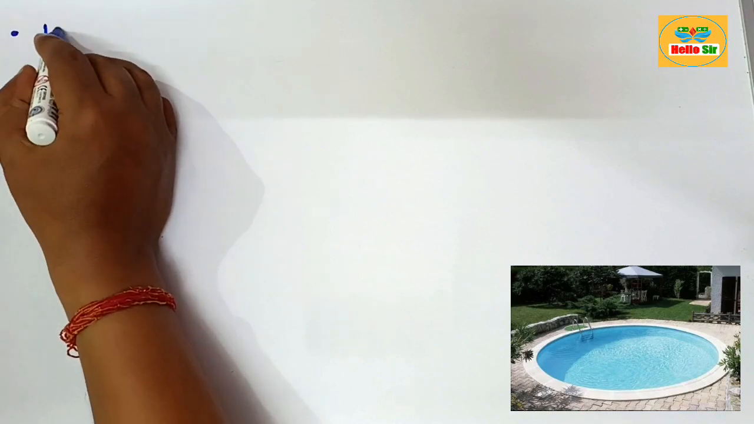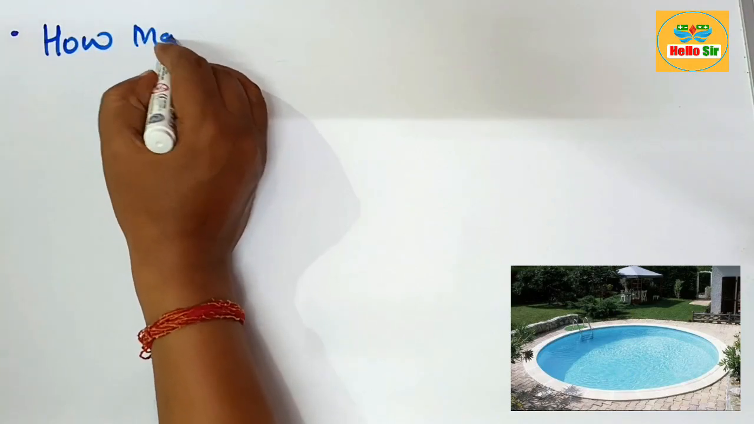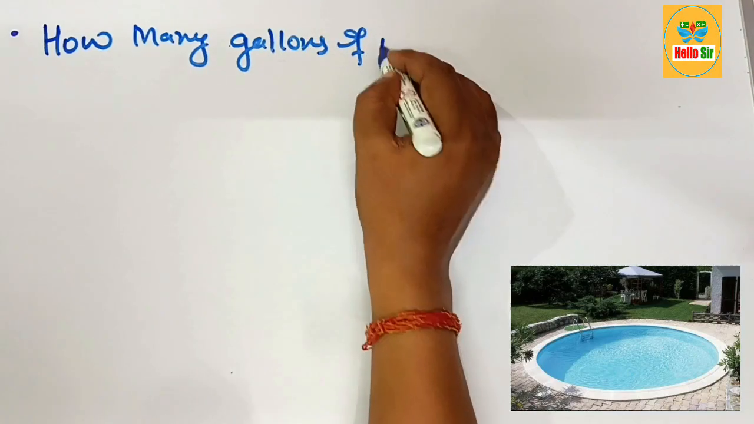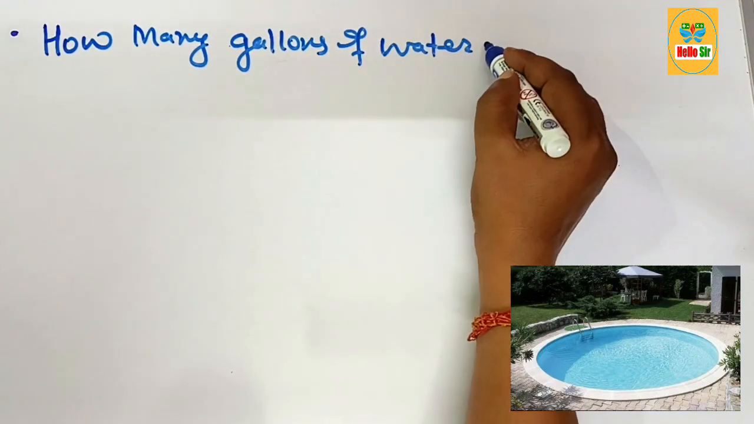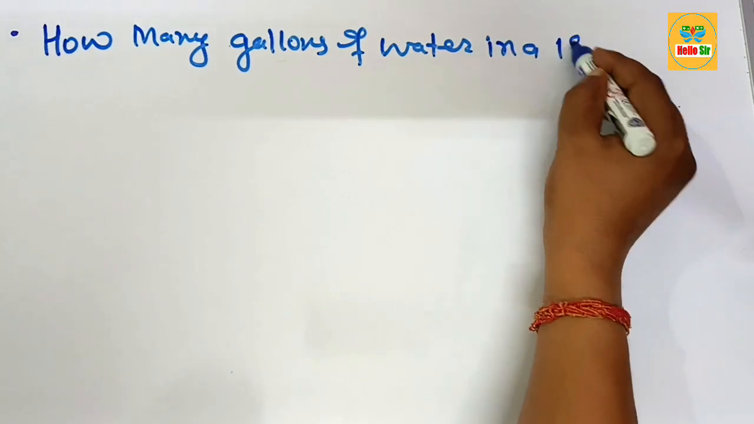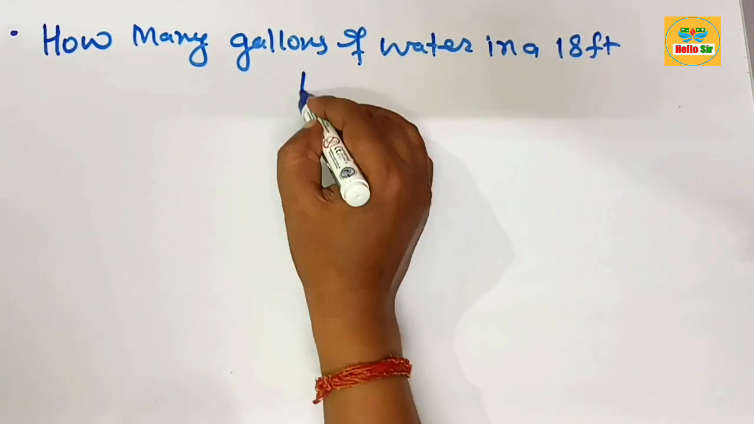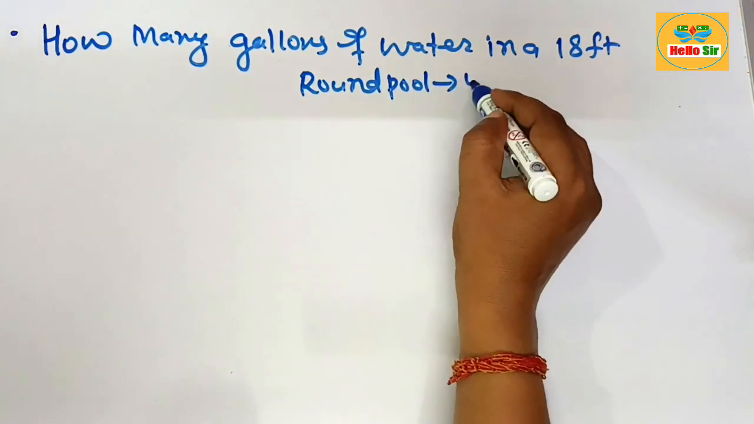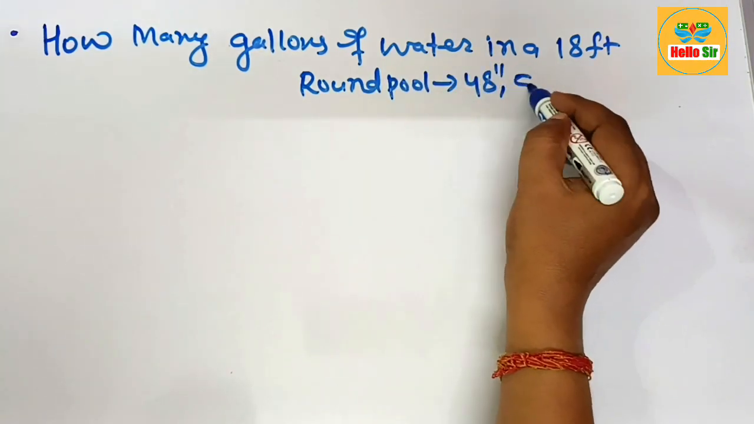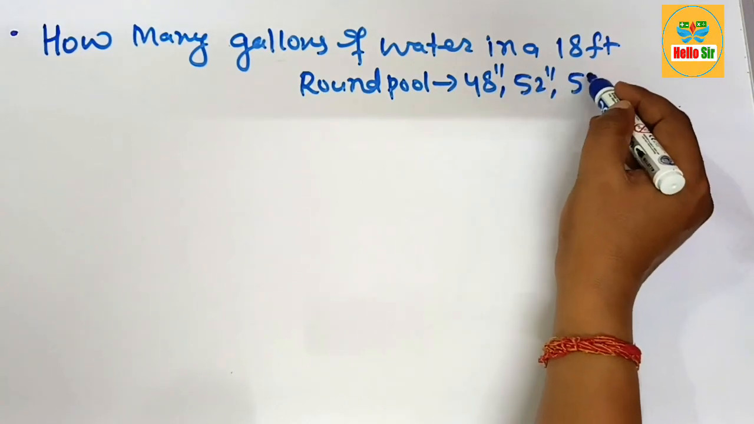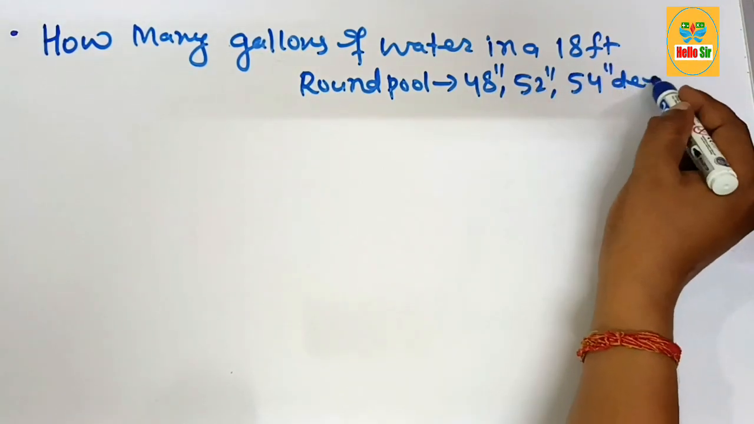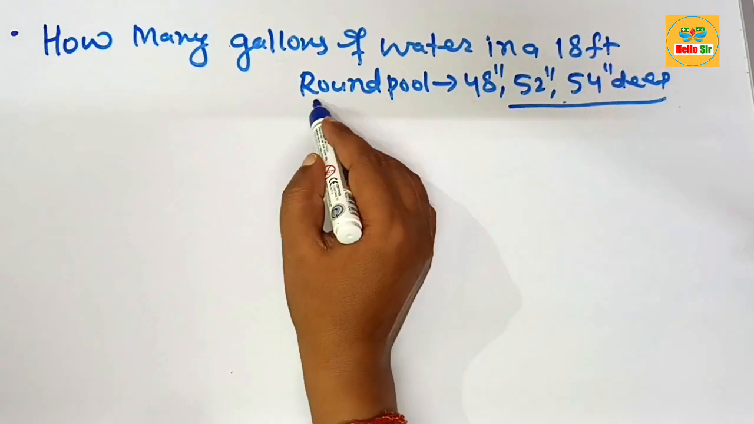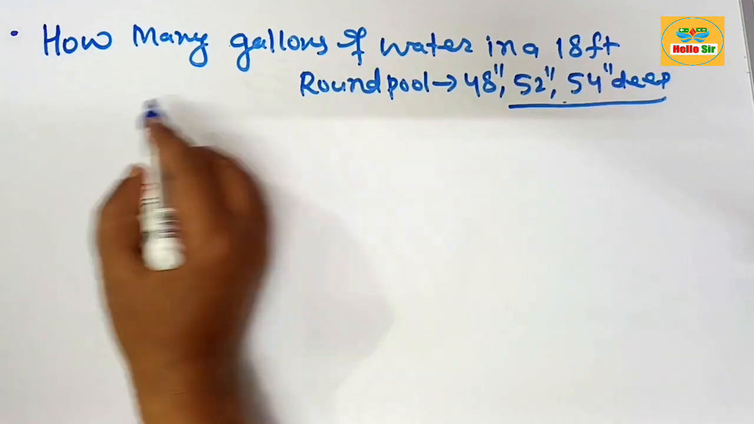Today in this video you will learn how many gallons of water I need to fill an 18-foot round pool, and that pool has different depths, like 48-inch deep, 52-inch deep and 54-inch deep. You have to figure the amount of water required to fill an 18-foot round pool at different depths of the pool.